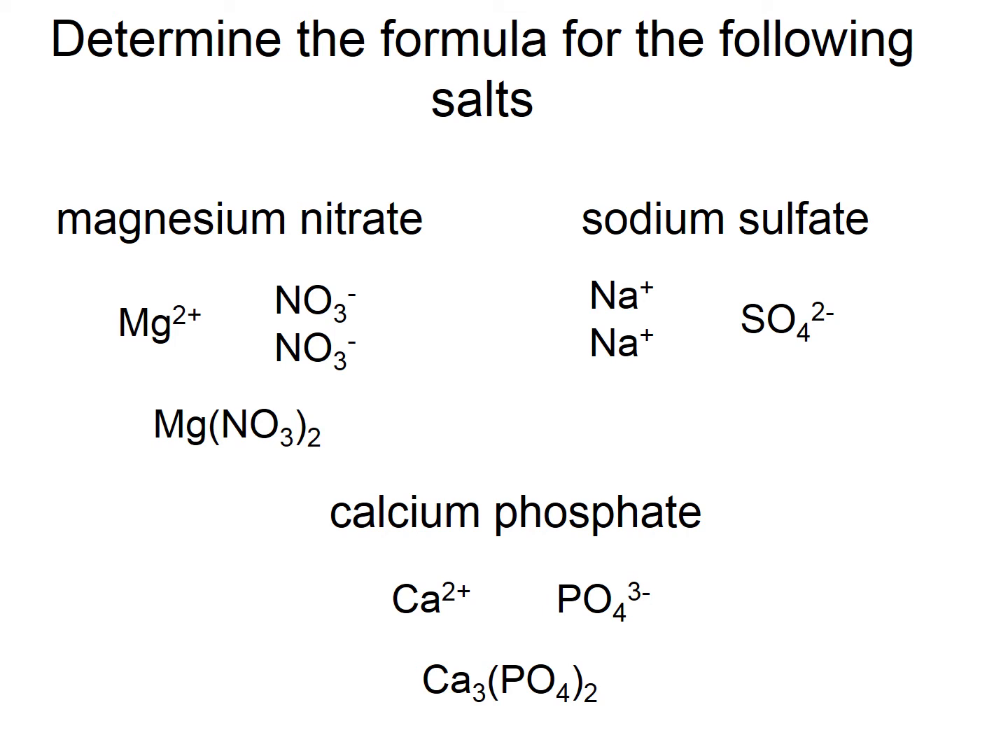Calcium phosphate: calcium is a +2, phosphate is a -3, so we're going to need to go to -6 and +6. So 3 positive 2's gives us Ca3. Brackets on the phosphate: we're going to need 2 phosphates to get to -6, so (PO4)2.